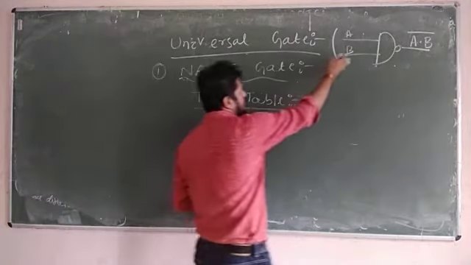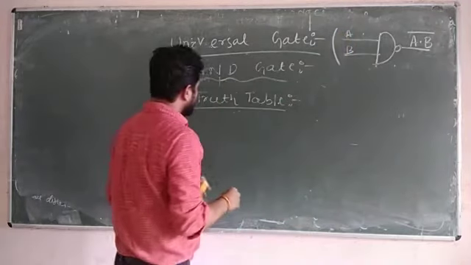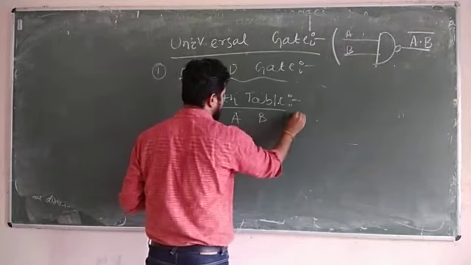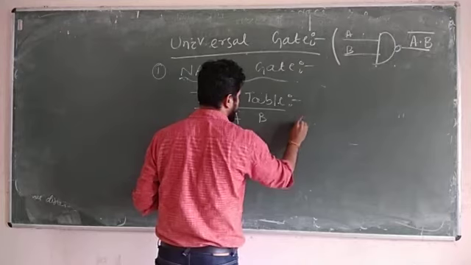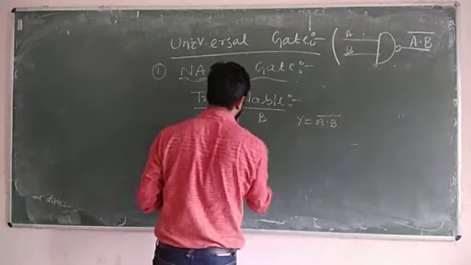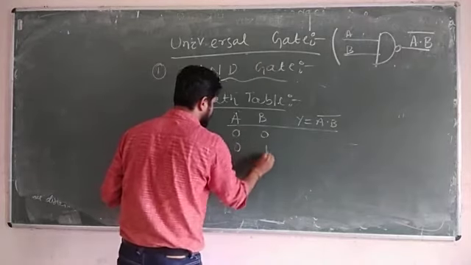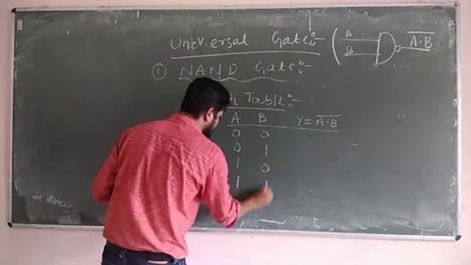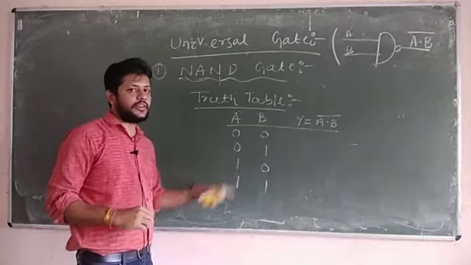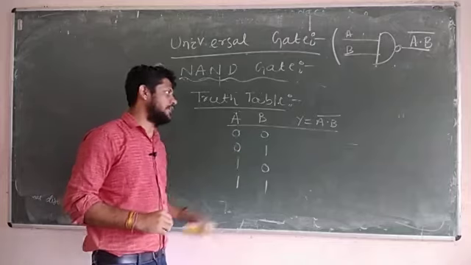So obviously here in the NAND gate you have two inputs, A and B, hence we have four combinations. The output is Y equals (A AND B) complement. So 0 0, 0 1, 1 0 and 1 1. These are the variables A and B, and these are the possible input combinations. In digital we always take the input combinations as 0 or 1.